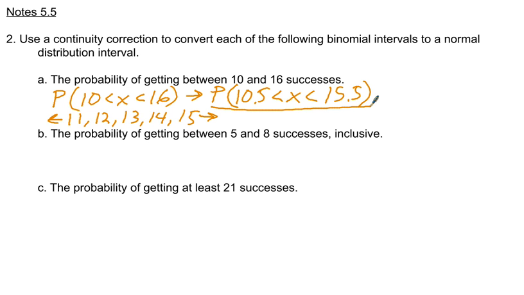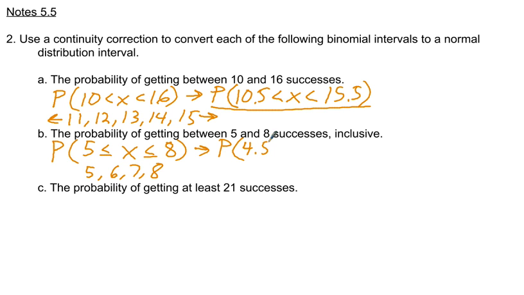In part B, we're looking at the probability of getting between 5 and 8 successes inclusive. So this would be using less than or equal to symbols this time. So if I list the values I'm interested in again, this would be 5, 6, 7, and 8. So for the continuity correction, I subtract a half from 5, so that would be 4.5, and I would add a half to 8, and that would be 8.5. So here is my new probability statement that I would use for the normal approximation.